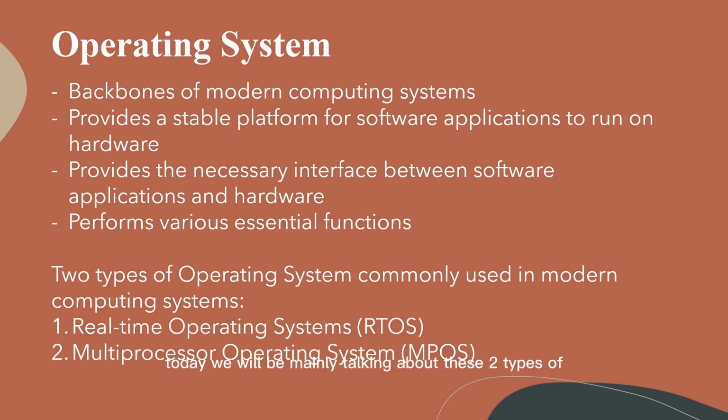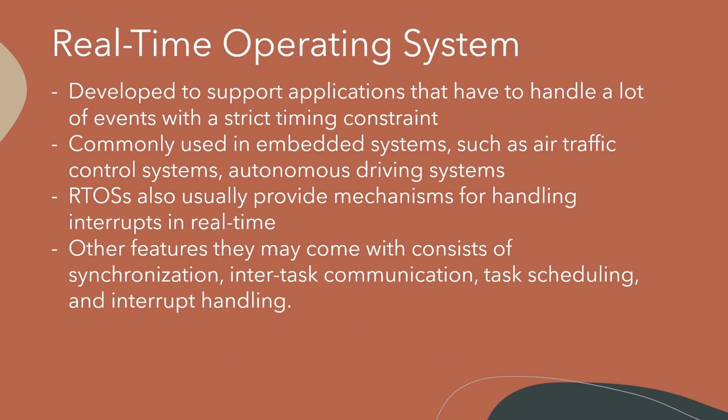Today we will be mainly talking about these two types of operating systems: real-time operating systems, or more commonly known as RTOS, and multiprocessor operating systems, or MPOS. The first OS I will introduce is the Real-Time Operating System. It was developed to support applications that must handle a lot of events with a strict timing constraint.